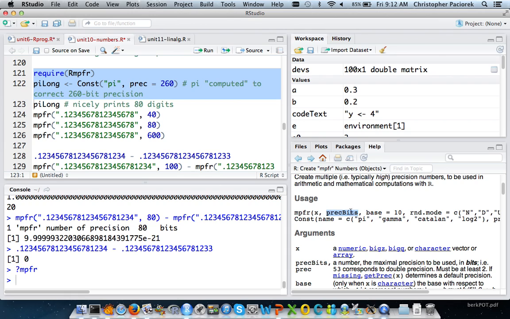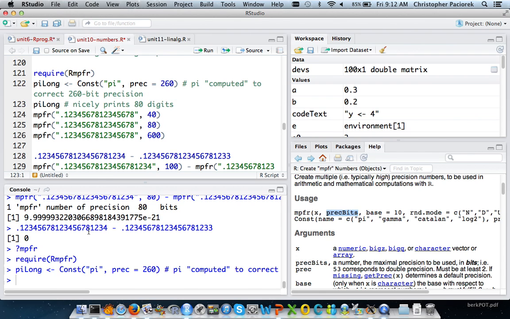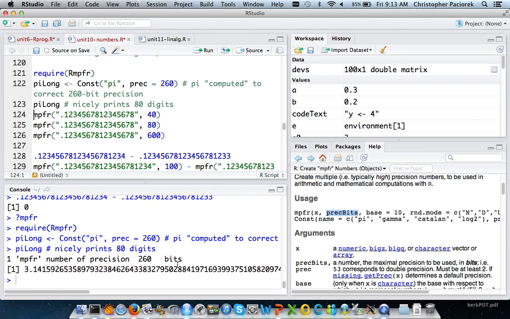So instead of using 53, which is the default, which is what we have when we're using double precision floating points, you can use a larger number of bits. As an example, here's what happens if we represent pi with more than the 53 bits for the precision part, and we can indeed write it out in all its gory detail here.